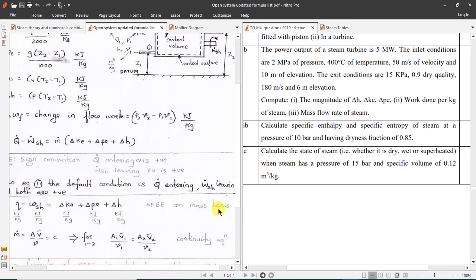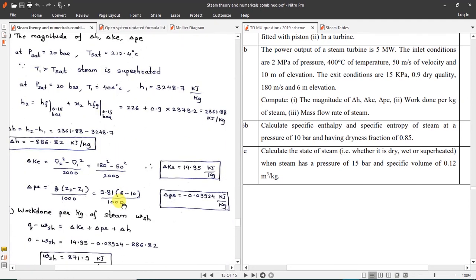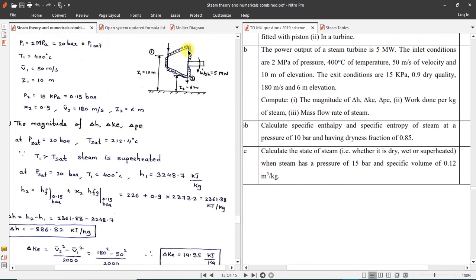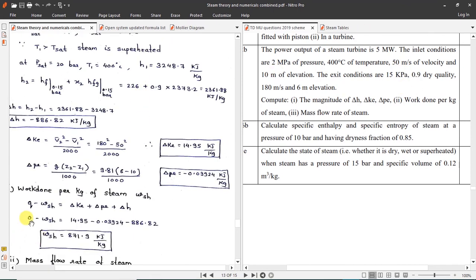Now Q minus W is equal to change in kinetic plus change in potential energy plus change in enthalpy. This formula we will use. So Q minus W shaft is equal to change in kinetic energy plus change in potential energy plus change in enthalpy. Here we are assuming that the turbine is insulated, because in the question the heat loss value is not given. So Q is 0. Minus W shaft equals the change in kinetic energy, change in potential energy and change in enthalpy that we have calculated. I have substituted those values over here. You will get work done per kg of steam as 871.9 kilojoule per kg.